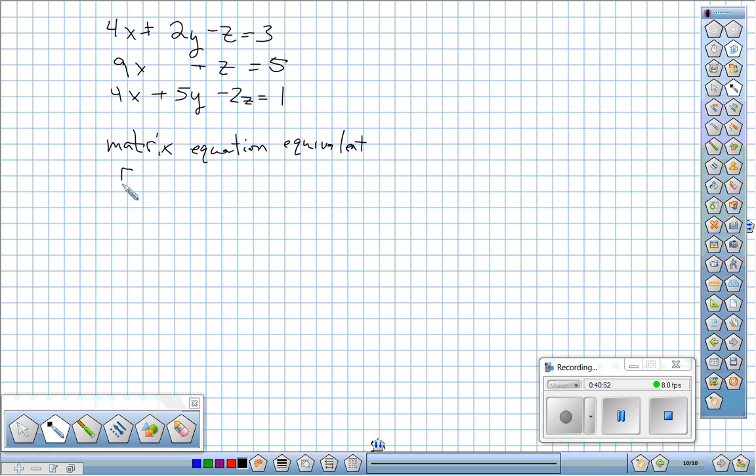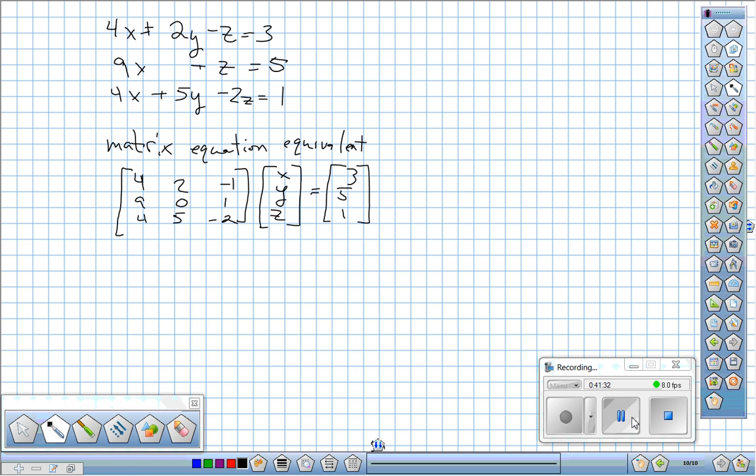All you basically do is list your coefficients of the x's, y's, and z's. So I have 4, 2, negative 1, 9, 0, 1, 4, 5, negative 2. What I then do is list an x, y, z. If I were to multiply that out, I would get basically this thing, and that will be equal to 3, 5, 1. Okay, we already know kind of how to solve this. We'll go through a different method of how to solve that tomorrow.